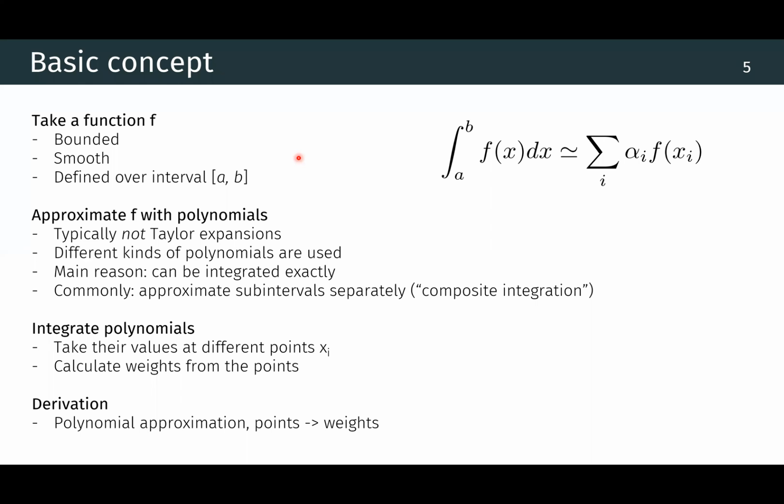Now, you usually don't use Taylor expansion for that, because the Taylor expansion is designed to work for one point, but we actually care about the whole domain of A to B, and that's why we need to use points spread out over the whole interval. And there are some numerical details as to why you want polynomials. I'm not going to go into that.